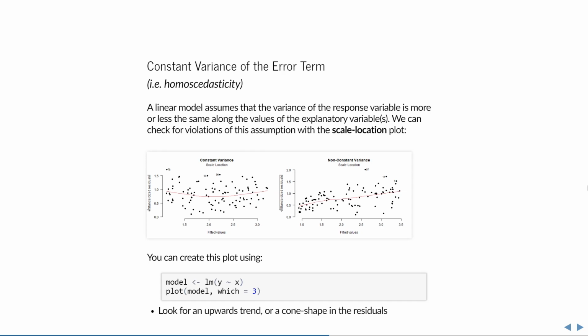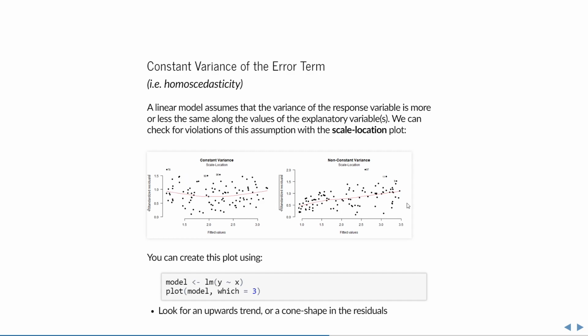You can check this with a scale-location plot. So here I've plotted two examples again. The first one is a model where the variance is perfectly constant, and you can see that there is no real trend going on, and the variance around the regression line is more or less the same everywhere.